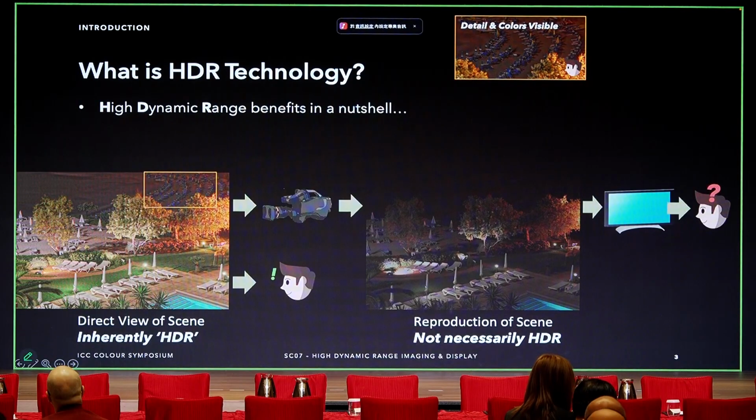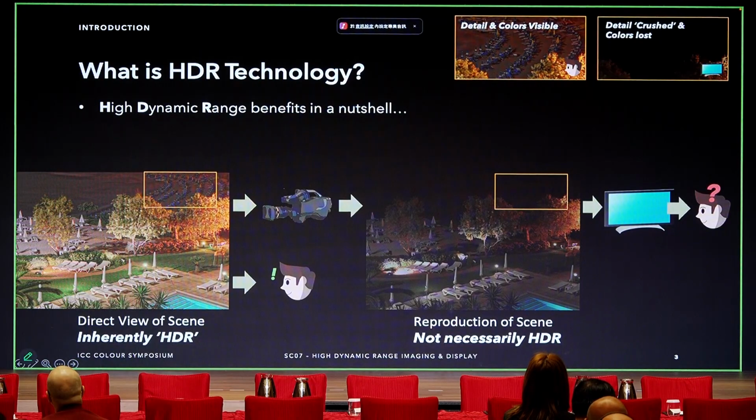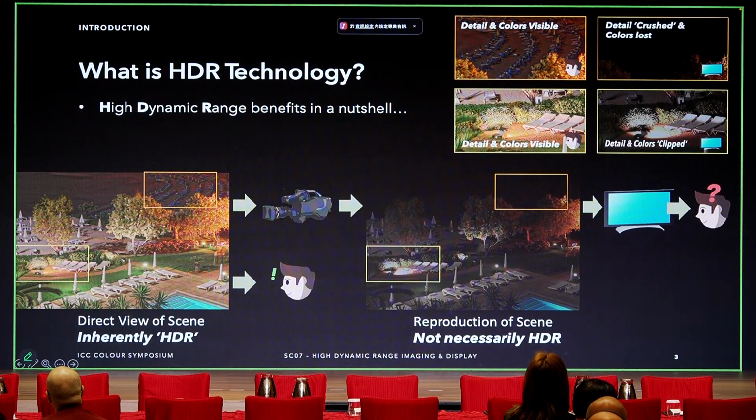So for example, in the real world, when you're there, you might see all the details and the colors, while in the reproduction, the details might be crushed and the colors might be lost. And the same is true for brights, for example, the details in the lights and the colors, which are visible when you're there, but might be clipped or crushed in the reproduction.